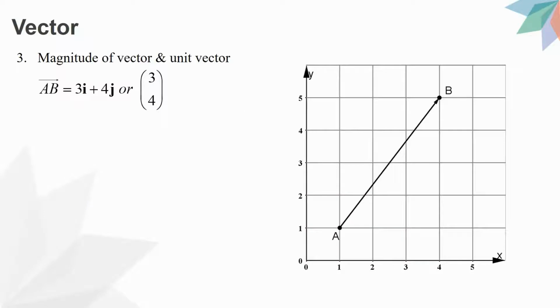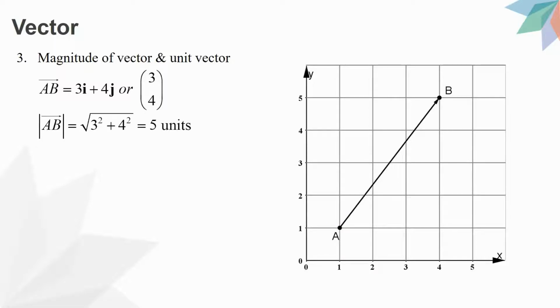Alright, the next thing we want to find is the magnitude of a vector. So as we can see from this graph, there's a 3i and 4j. It forms a right angle triangle, and we want to find the magnitude of AB. So we use Pythagoras theorem to find it, and the magnitude is 5 units.